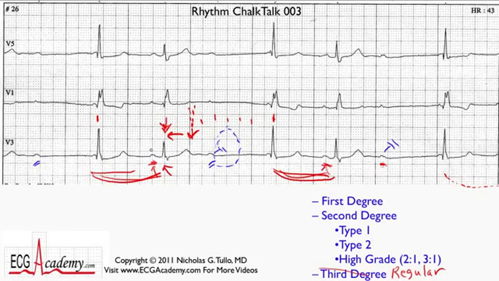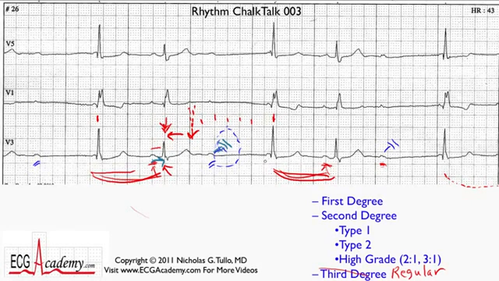And interestingly, the PR interval here is about 0.2, which is around the same as the PR intervals that we saw in Chalk Talk number 2. Remember, it is the same patient after all. So I think it's safe to say that this PR interval conducts, and then this P wave blocks. And then the question is, well, what happens here?